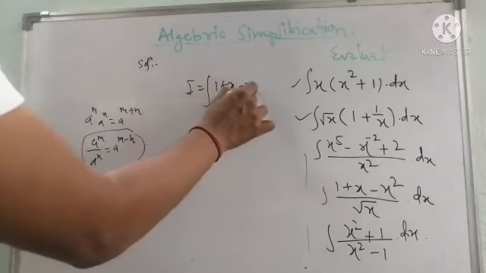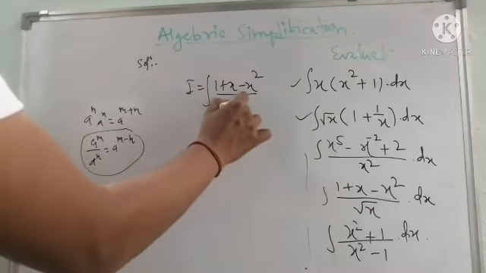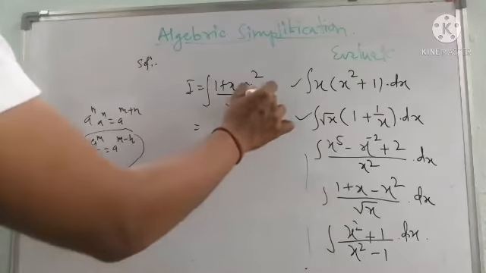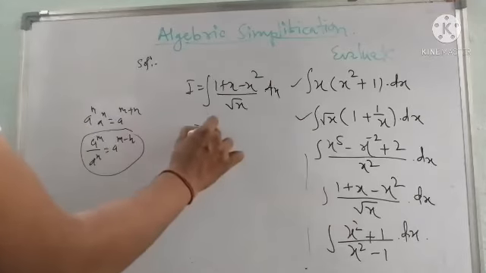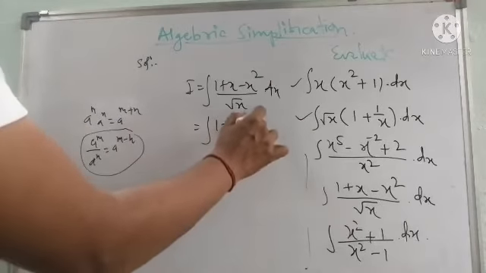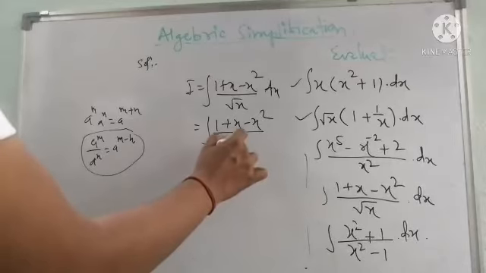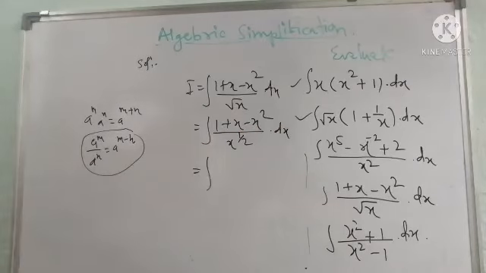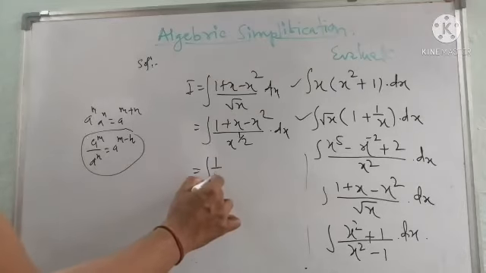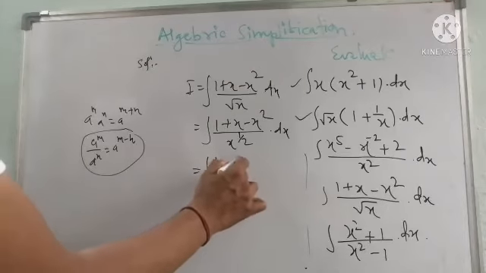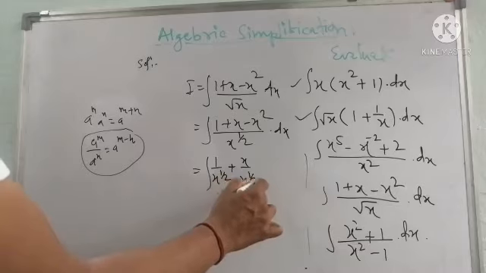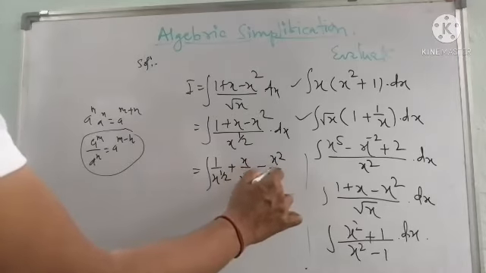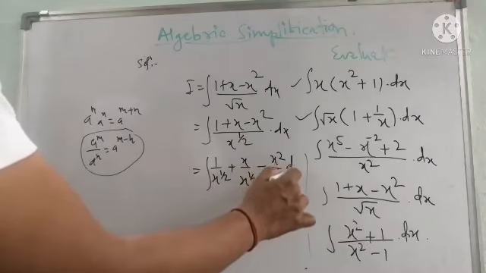plus x minus x square divided by root of x. Now with respect to x, first we simplify the radical sign, that is the root of x is nothing but x raised to half, into dx. Now by separating the common denominator, I get first term 1 upon x raised to half plus x upon x raised to half minus x square upon x raised to half into dx.